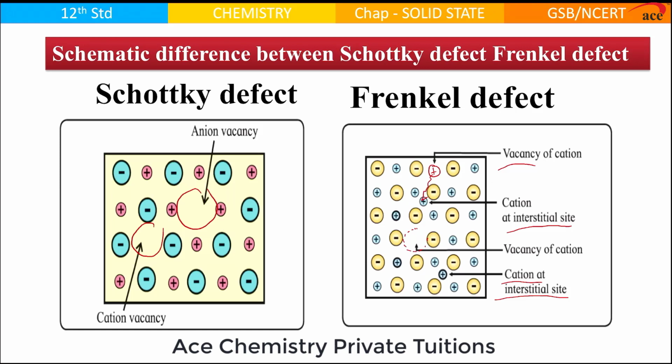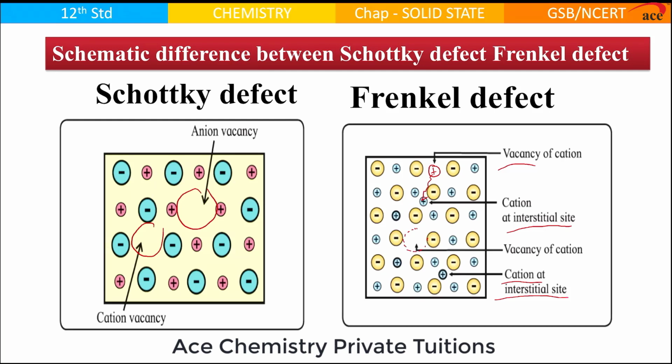So cation slips from its place and comes into the interstitial site. Those who still want to understand, imagine the entire room is filled with footballs, big size footballs. Imagine it entirely, fully packed with footballs. No space for any more footballs to be added.